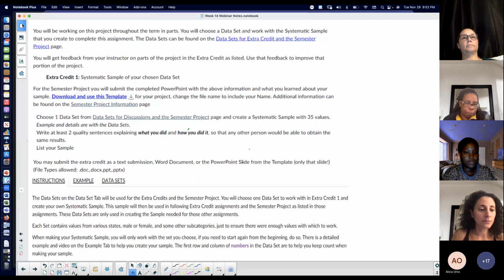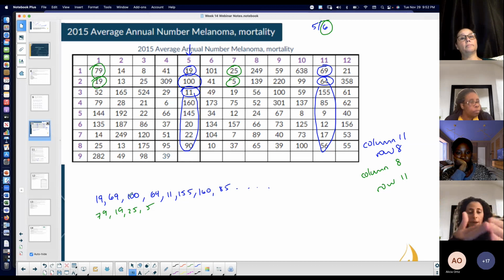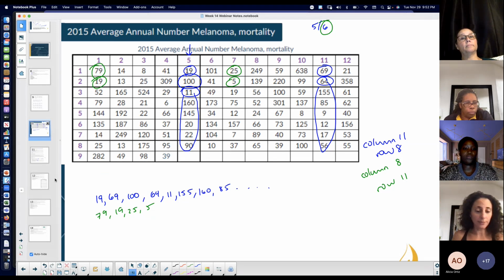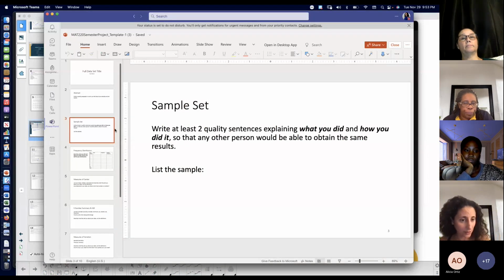So you could show me your population, show me your table, show me the color coordinated stuff, and how you selected your sample. And then I want you to write out your sample from that population below it. Okay, you could put another slide if you need to. I don't care if you add slides. This is the minimum amount. Add slides if you need to.